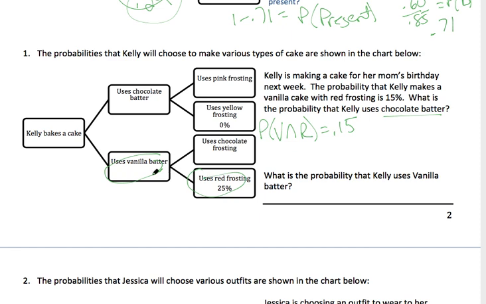Well, if we can solve this one, we can solve this because we can subtract from 1. So let's just go through the process here. This probability is equal to the probability of vanilla times the probability of red. I'm going to run out of room, so I'll go down this way. The probability of vanilla and red is 0.15. The probability that she used red frosting is 0.25.